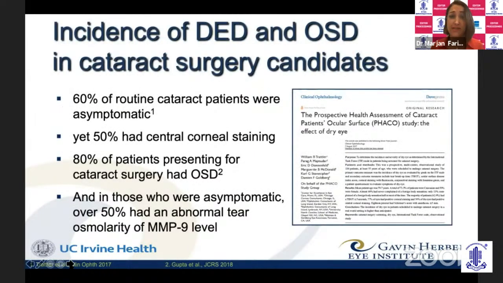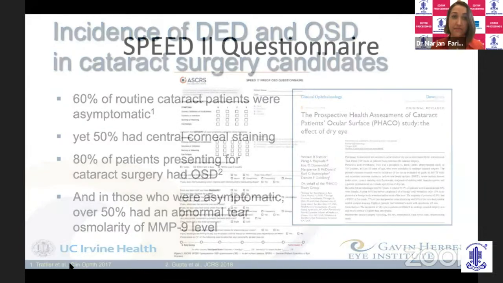Now, the other interesting thing is that most patients in the preoperative setting will be asymptomatic. Several studies have shown that up to 60% of routine cataract patients were asymptomatic, yet 50% of them had central corneal staining. So a significant majority of patients in this preoperative setting will present asymptomatic, yet they will have signs of ocular surface disease.